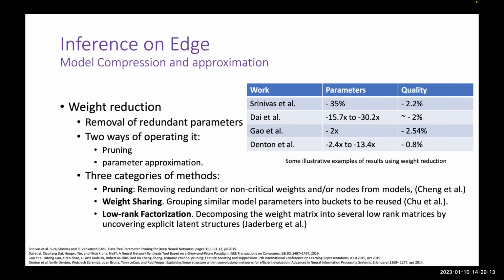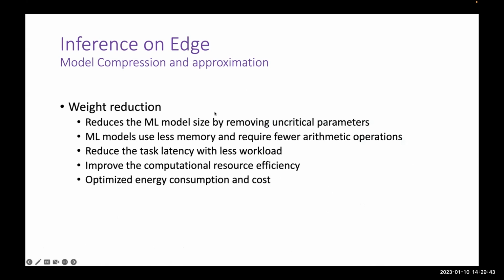If you see the first work, they have done an excellent job. The application was on a specific area, but the results are very promising in the sense that you remove 35% of the parameters and you lose only 2.2% in terms of quality. This is an interesting result when we think of moving our models to the edge, to your mobile phone, for example, or your smartwatch.